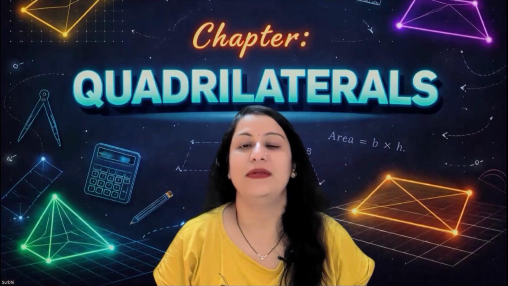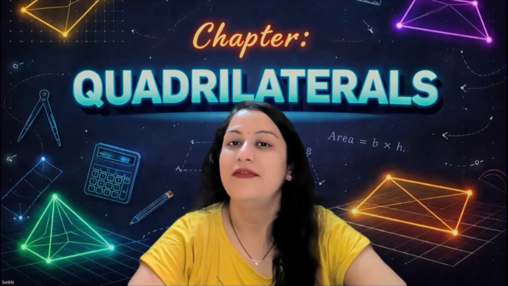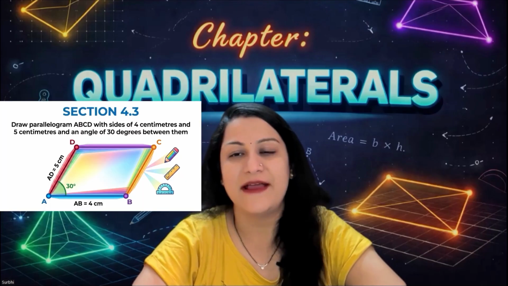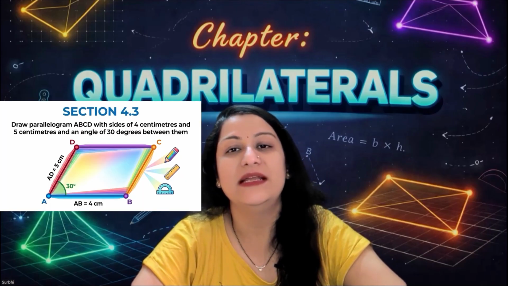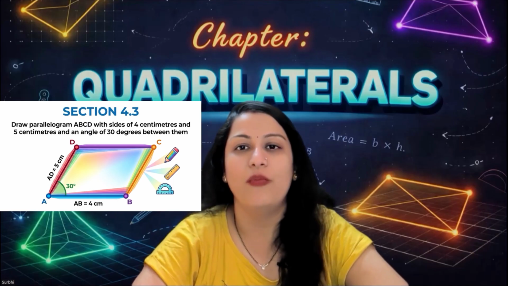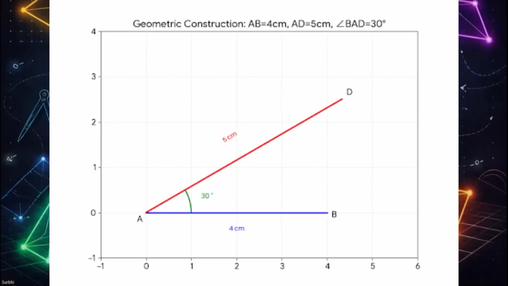So students, before we start proving properties, let us first build our parallelogram, so we have something to actually look at and work with. We are drawing a parallelogram ABCD with sides 4 cm and 5 cm and an angle of 30 degrees between them, exactly the way the textbook shows us to do in section 4.3. So our step 1 will be, we are going to draw a line segment AB that is 4 cm and then draw AD equals 5 cm, keeping exactly a 30 degree angle between AB and AD. That is our base ready right now.